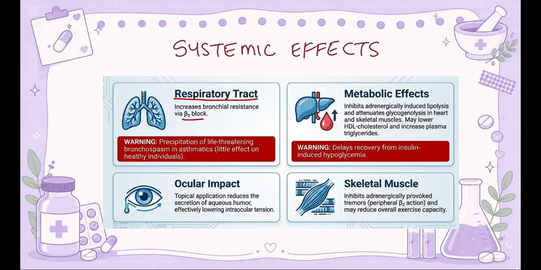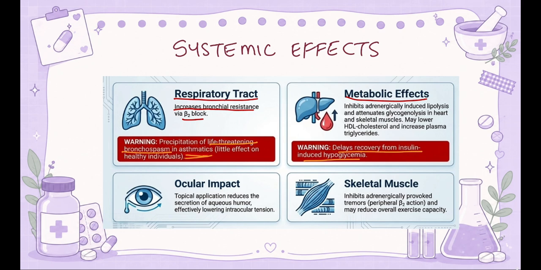In the respiratory tract, blocking these receptors increases bronchial resistance. For healthy individuals, this is minor. For asthmatics, it can cause life-threatening bronchospasms. There are also metabolic effects. The medication delays recovery from low blood sugar. It also hides the warning signs of that low blood sugar.